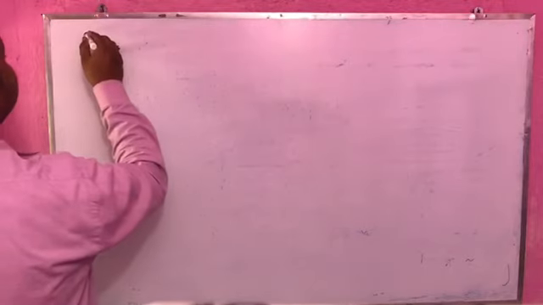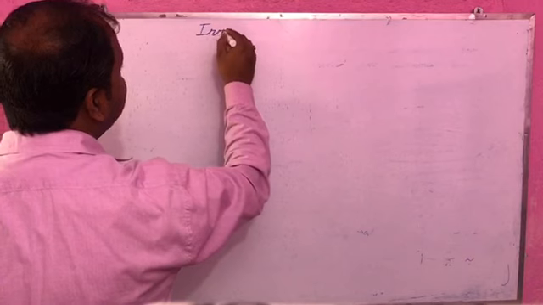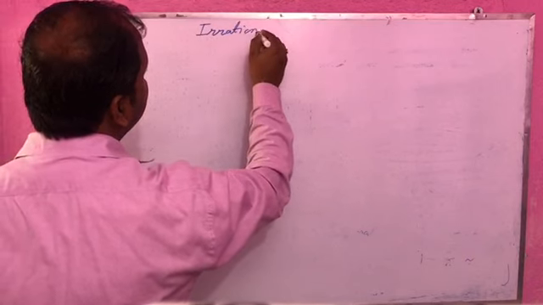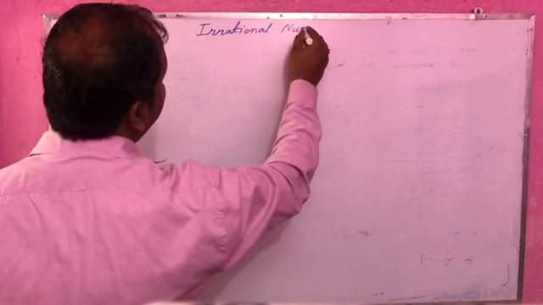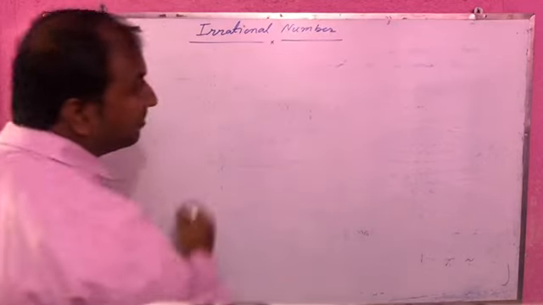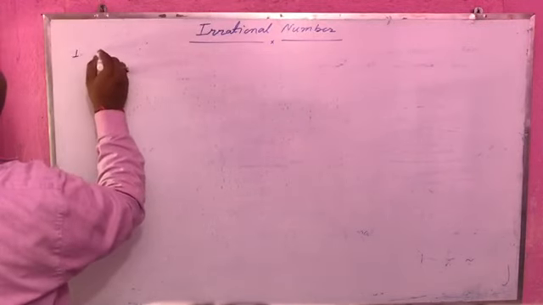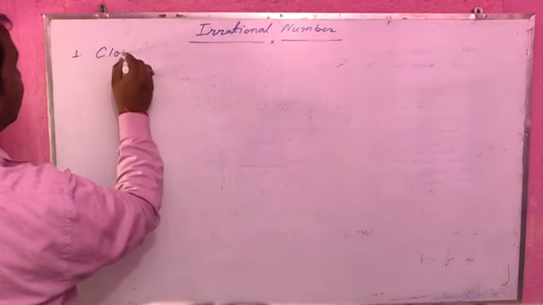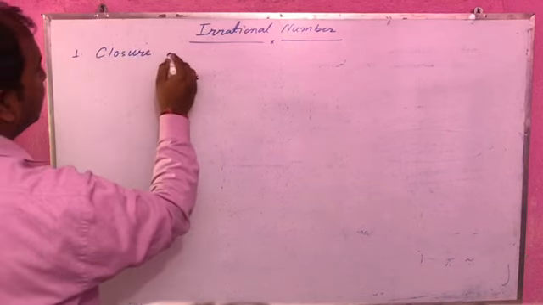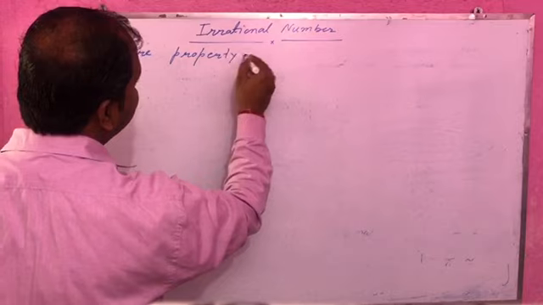Now we will discuss the properties of irrational numbers, and there are some properties. First property that we have is the closure property.